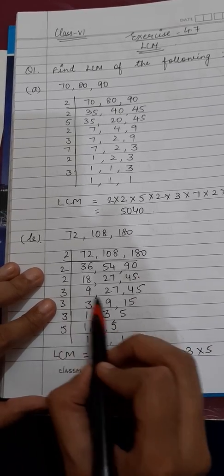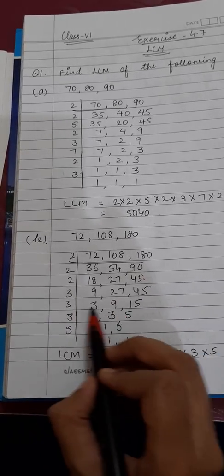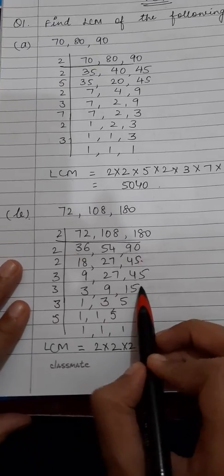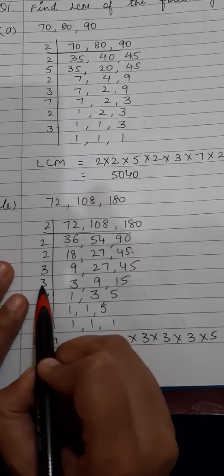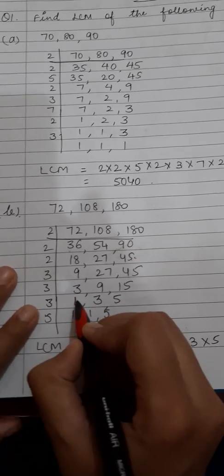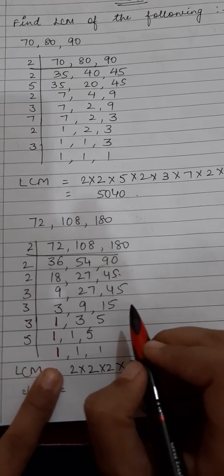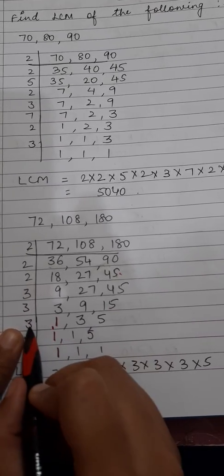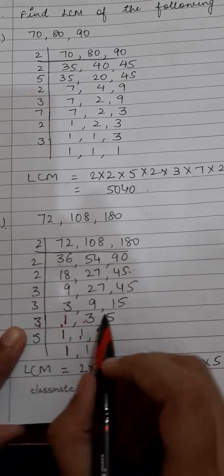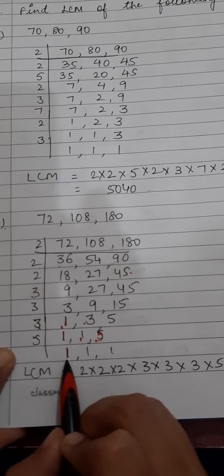3 3s are 9, 3 9s are 27, and 45 is divisible by 3, giving 15. Again all three numbers are divisible by 3: 3 1s are 3, 3 3s are 9, 3 5s are 15. Now next, again on 3. Since 1 is there, we are done with that. Ultimately at the end it will be 1 only. Now 3 1s are 3, we have got 1, and 5 is not divisible by 3, so we keep 5 as it is. Now on the table of 5, 5 1s are 5, so you can see that everywhere you have got 1.